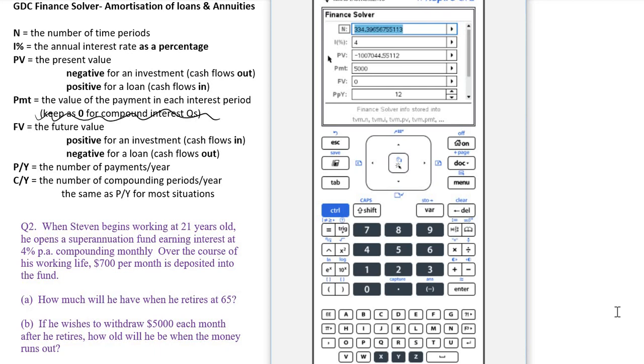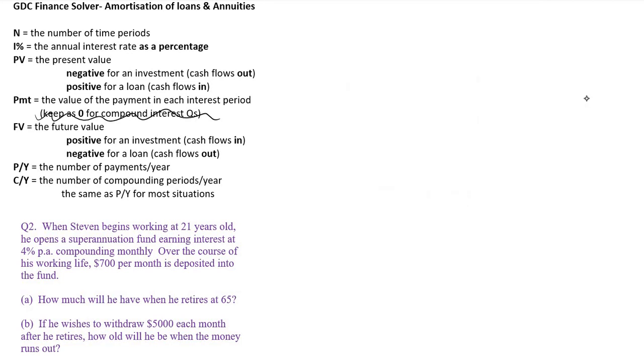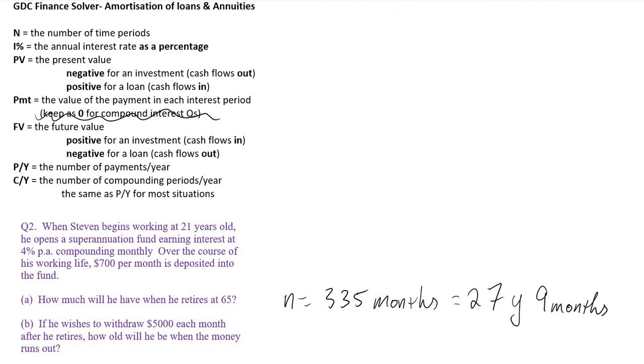be when the money runs out? So 4% doesn't change. There's the amount that he doesn't have. We consider it sitting in the fund is not his money. He's going to receive $5,000 a month. That's positive. We solve for n, and that gives us 334, which must be rounded up to 335 months. So how old's he going to be? He's going to be 92. 65 plus 27.